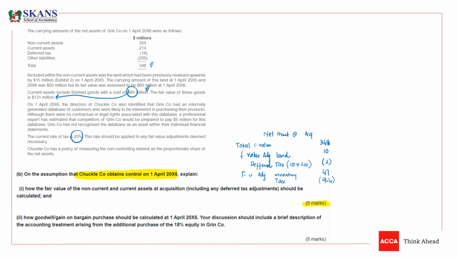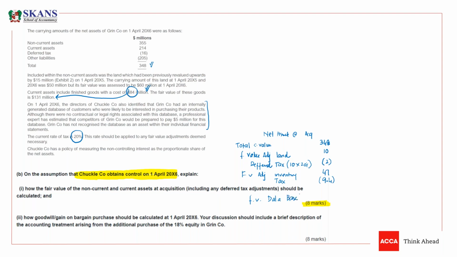Yes, they cannot recognize internally generated databases as an intangible asset, but in consolidation, we can recognize this as an intangible asset because someone is ready to pay 5 million for this database. So it means it has a value of 5 million. So we need to book a gain of 5 million. So I'm going to book a fair value adjustment of database. We are going to recognize it.